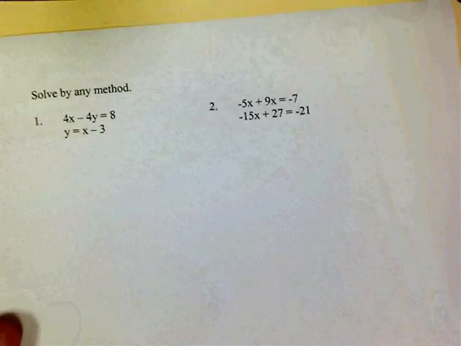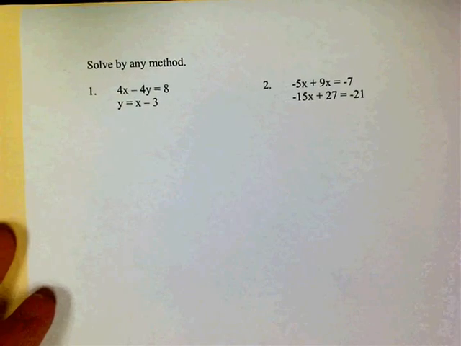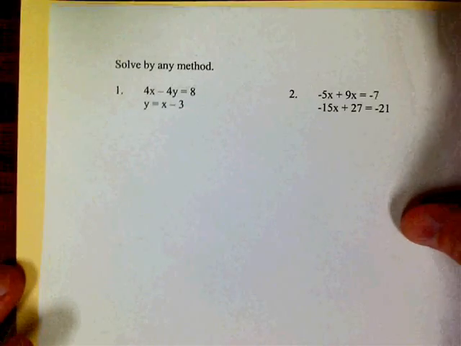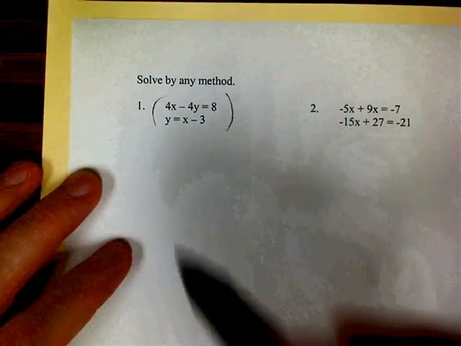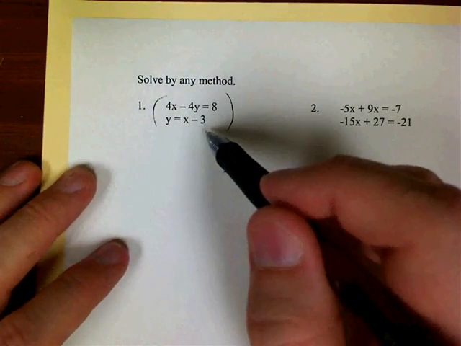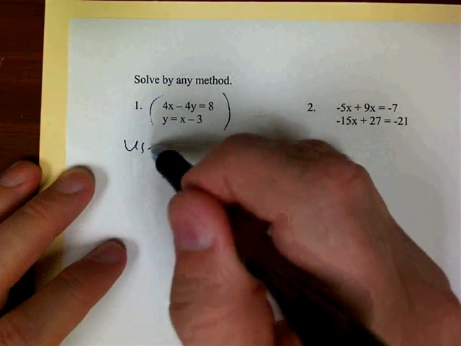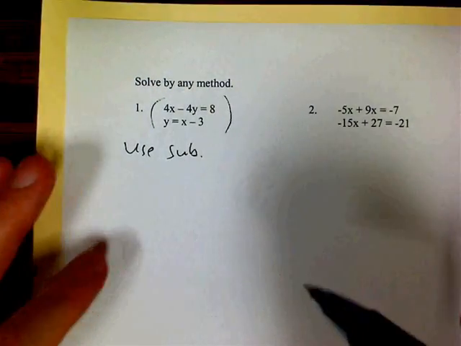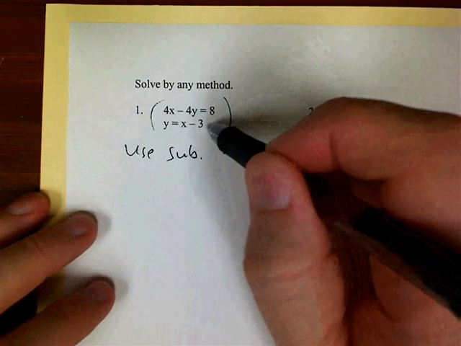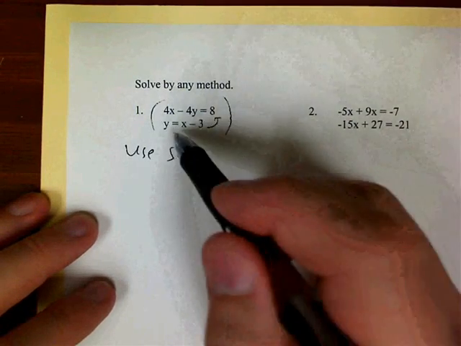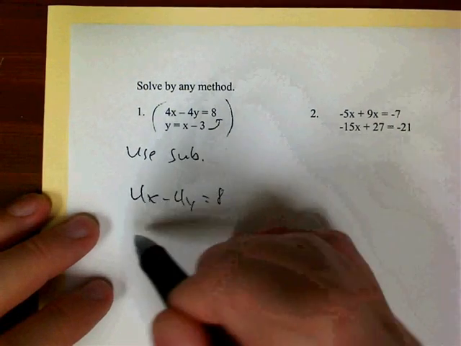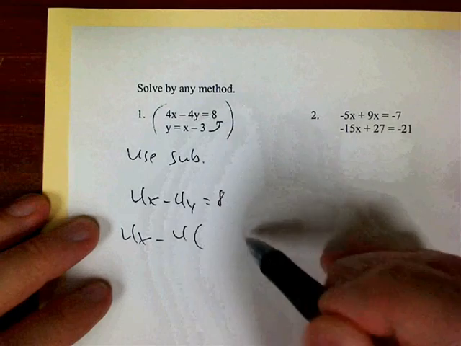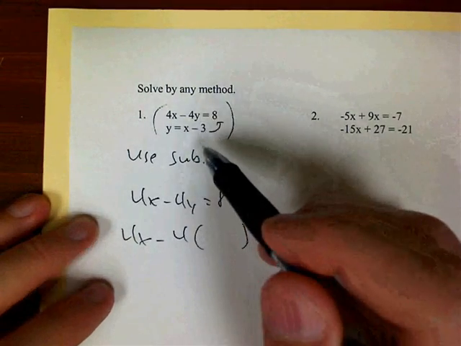Now, let's do these last two. This time I'm not going to tell you what to use. What you do is completely up to you. But hopefully you'll be able to recognize what to do. On this first system, if you take a good look at it, one of these is already solved for y. That kind of tells me I'm going to use substitution. I'm going to substitute the second one into the first one for y, because it's already y equals. So I'm going to take the first equation, I'm going to replace the y with what it is equal to according to the second equation, which is x minus 3.